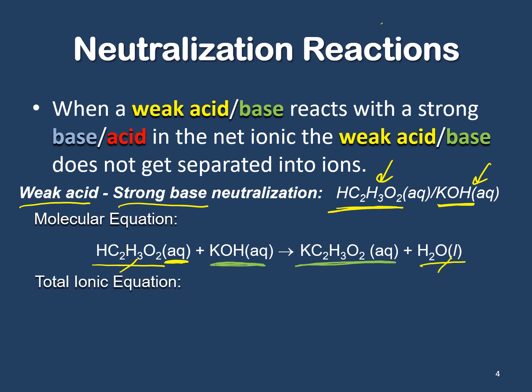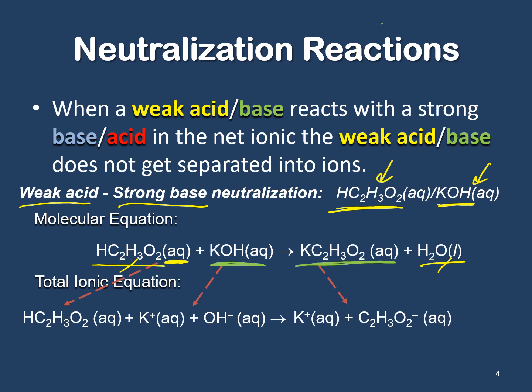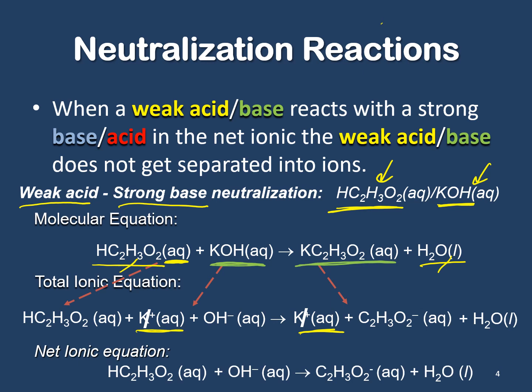So when we write the total ionic equation, we just leave acetic acid the same as it was in the molecular. KOH breaks apart into K plus and OH minus. Potassium acetate breaks up into K plus and acetate, and then we have water there at the end. Now we're looking for our spectator ions. I see that I have a K plus on both sides, but that's it. So when I cancel them out, my end-all net ionic equation is going to be acetic acid reacts with OH minus to give me acetate and water.